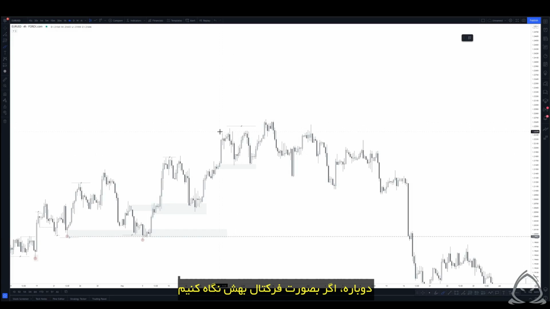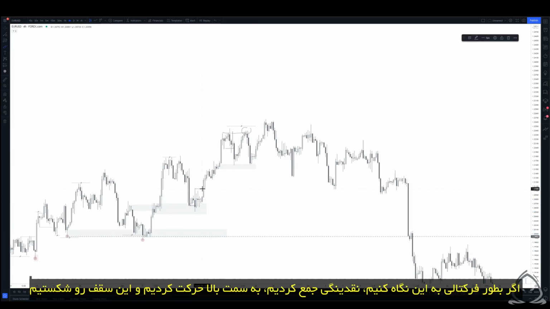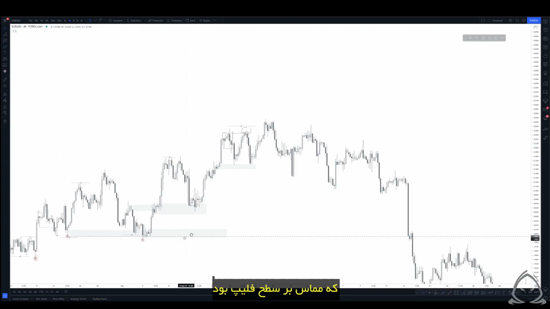Again, if we look at it more fractally, we can see that yes, we did create a change of character right here. There's our mitigation, but was this high successful in taking out this low? No, it was not. And more specifically, this low. Because even if we look at this fractally, we take liquidity, we move to the upside, we break this high. So what does that give us? Which is the whole previous tangent. We have a protected low right here.